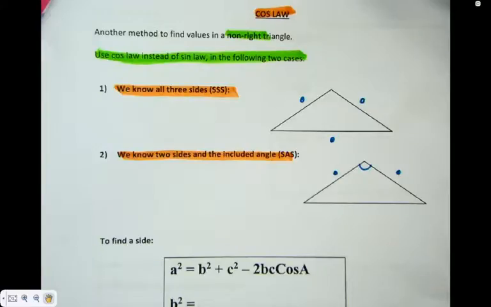Cos law is for those two situations, which really you're going to know when to use cos law because you can't use sine law. If you go to use sine law, you're going to be missing information. That tells you automatically it's a cos law question. But what you're looking for in the diagrams is one of those two things: either all three sides, no angles, or two sides and the angle that's in between them.